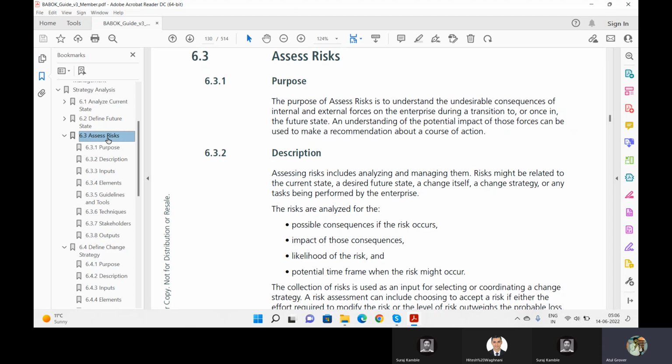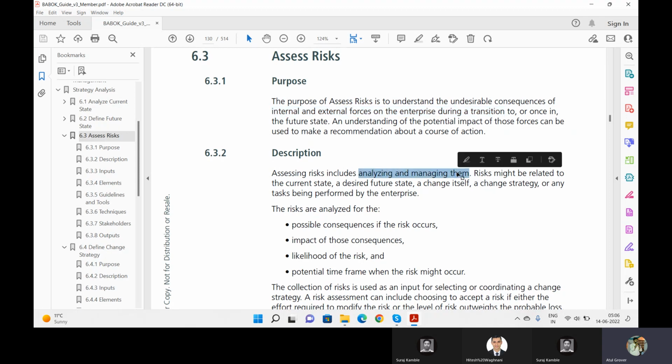It can be internal or external, on the enterprise during the transition to or once in the future state. Ya to abhi ho jaye ya fir baad mein ho, but chances hai ki ho sakta hai. Okay, so in assessing risk specifically, they include and manage them.